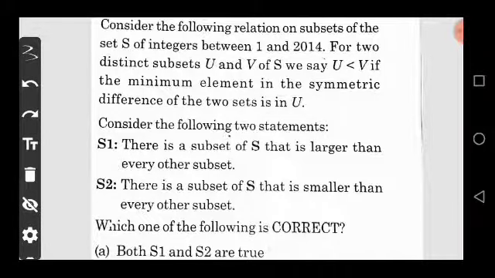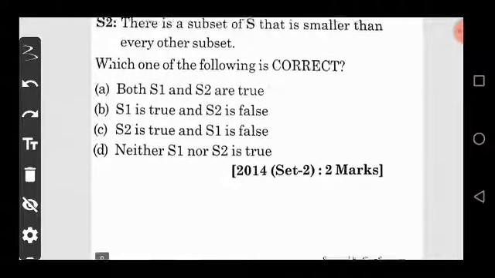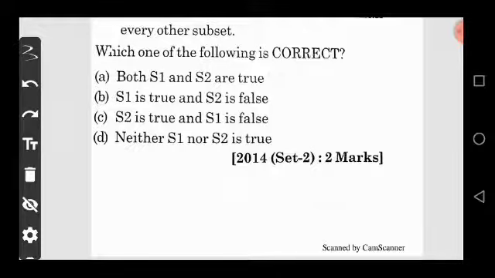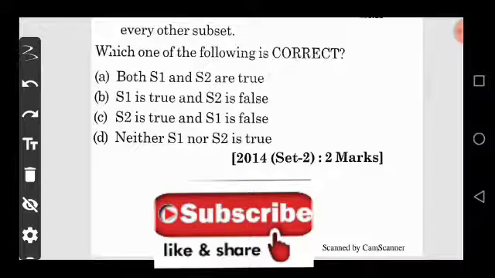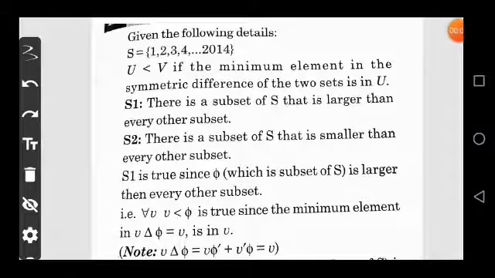So here are 4 options. Option A, both S1 and S2 are true. Option B, S1 is true and S2 is false. Option C, S2 is true and S1 is false. And option D, neither S1 nor S2 is true. It was asked in 2014 set 2. Given the following details, S equals {1, 2, 3, ..., 2014}. Here U is less than V if the minimum element in the symmetric difference of the two sets is in U. S1 and S2 are the two statements which we already read.